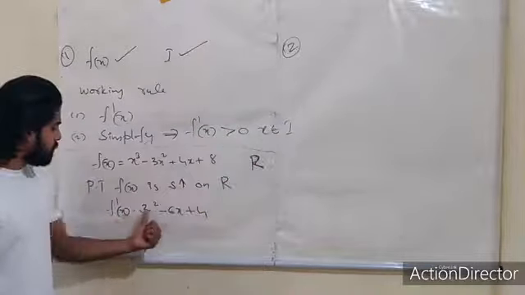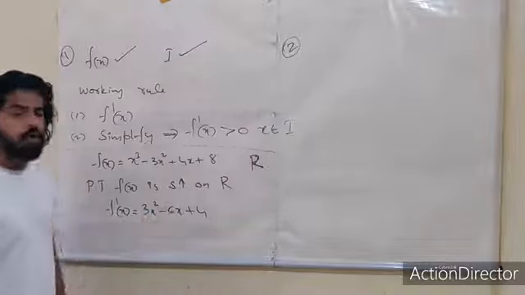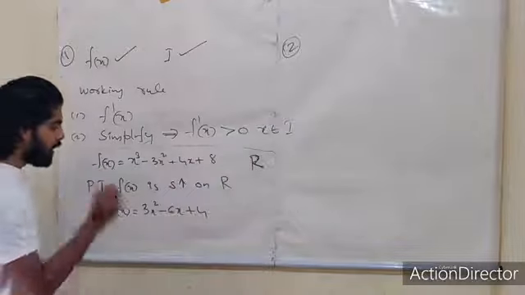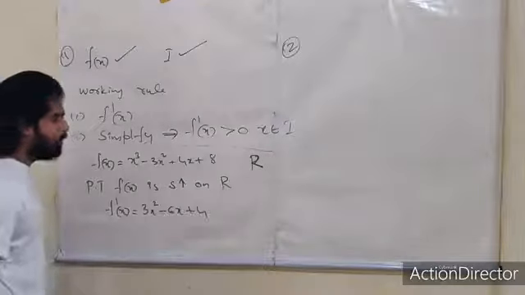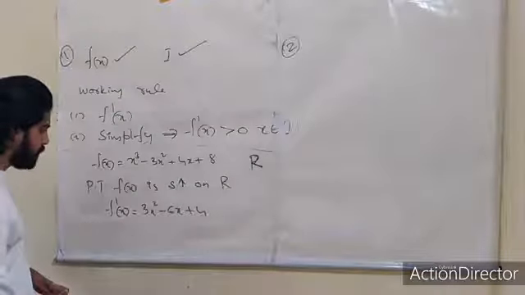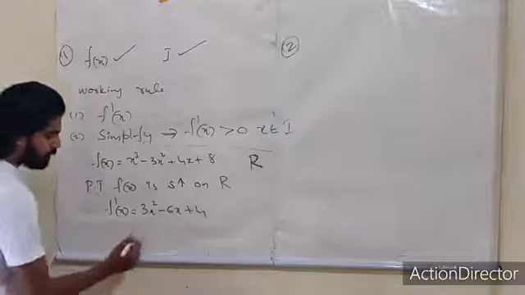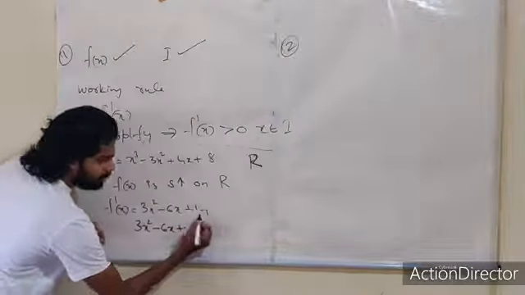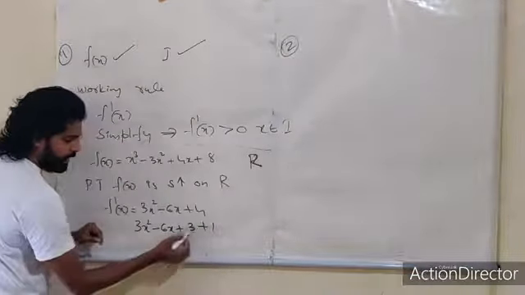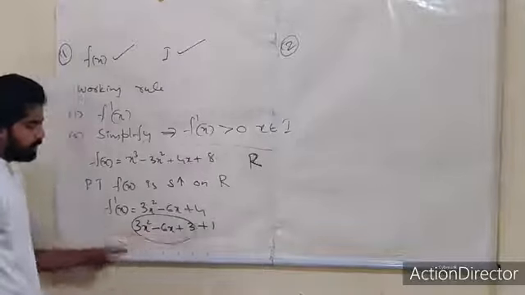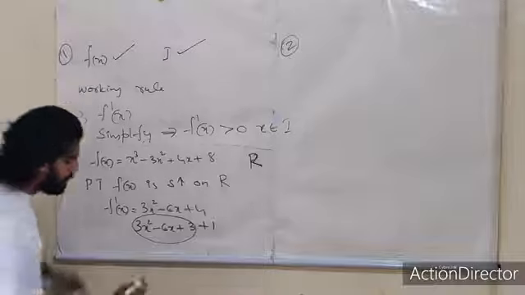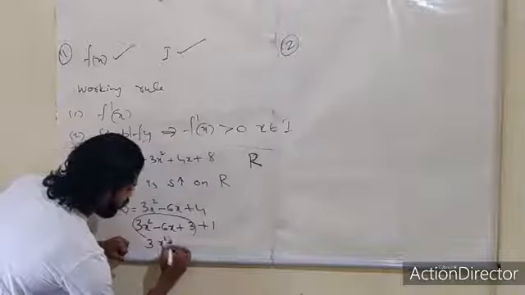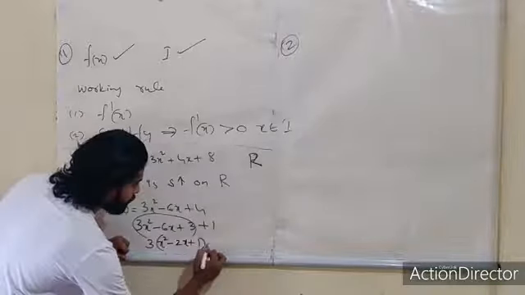We have to prove that this derivative, 3x square minus 6x plus 4, always gives a positive value for any real number. If you substitute any real number for x, you will get a positive value, but we have to prove that. We have to simplify this in that way. So 3x square minus 6x plus 4, let us split this 4 as 3 plus 1, so that 3 is common in all three terms. Taking 3 in common, this will be 3 into x square minus 2x plus 1, plus 1.